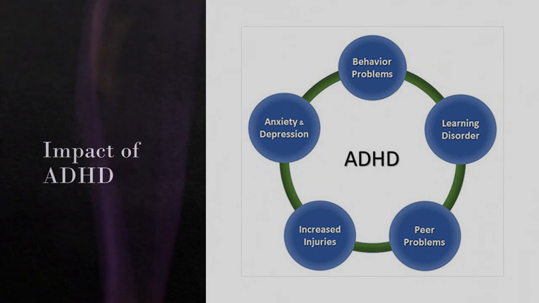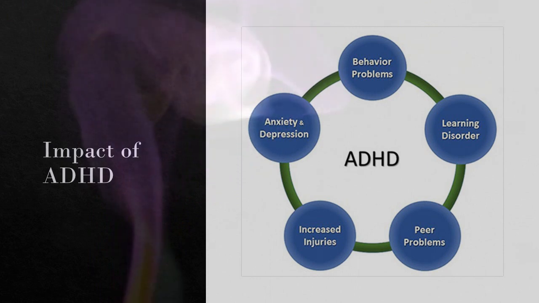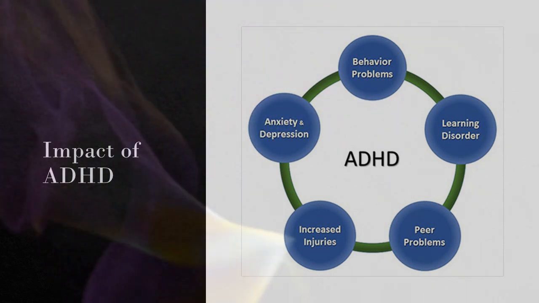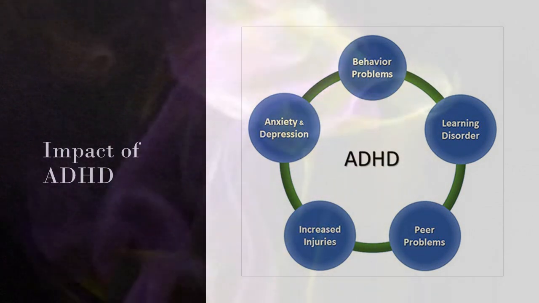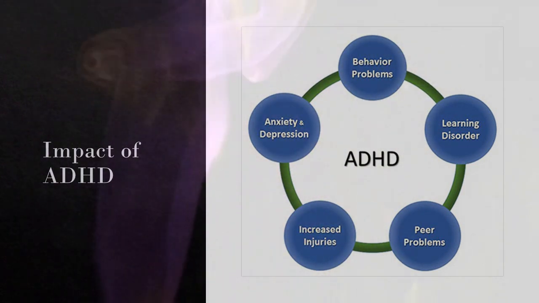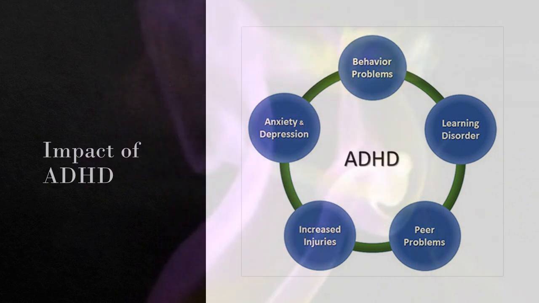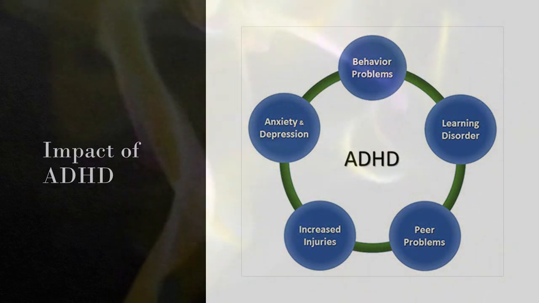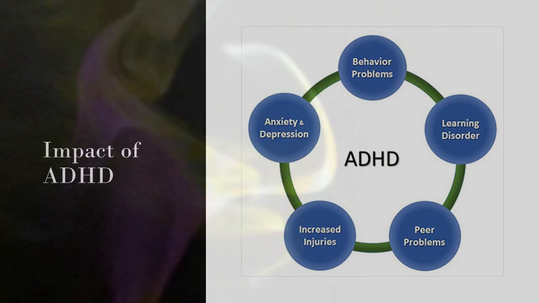And then there's the impulsivity, which involves hasty decision-making without considering the consequences. And children with ADHD may have difficulty waiting their turn, frequently interrupt others, and engage in risky behaviors. And impulsivity can lead to social difficulties and accidents.